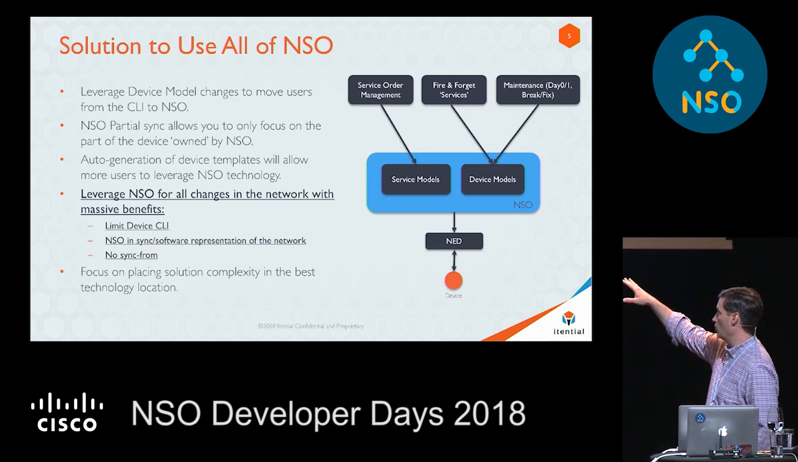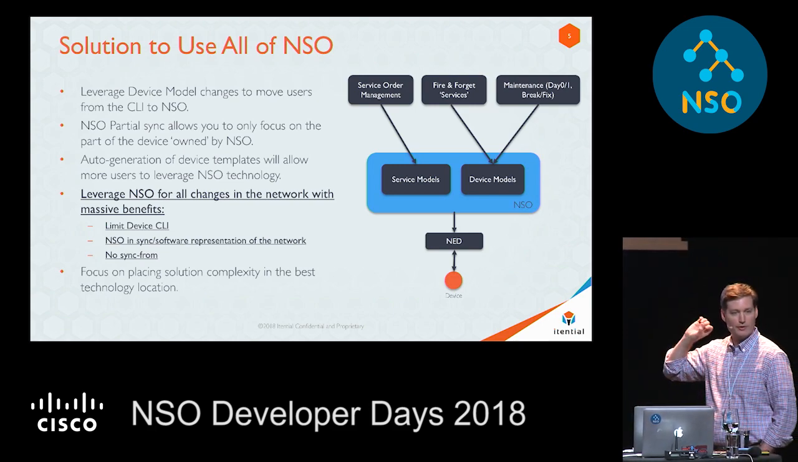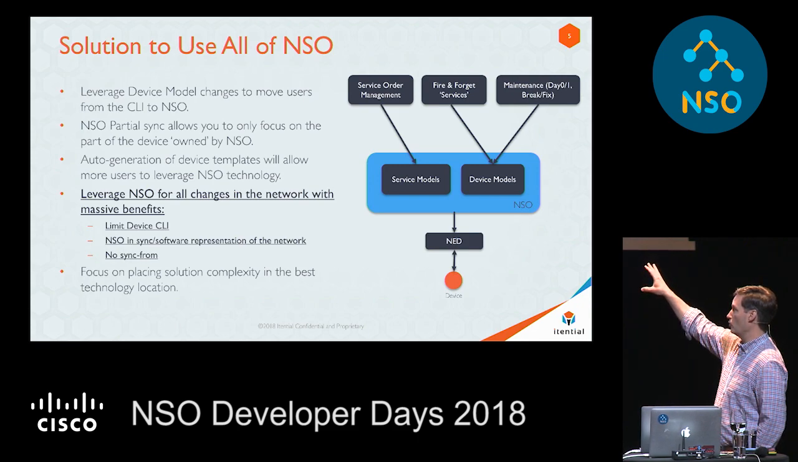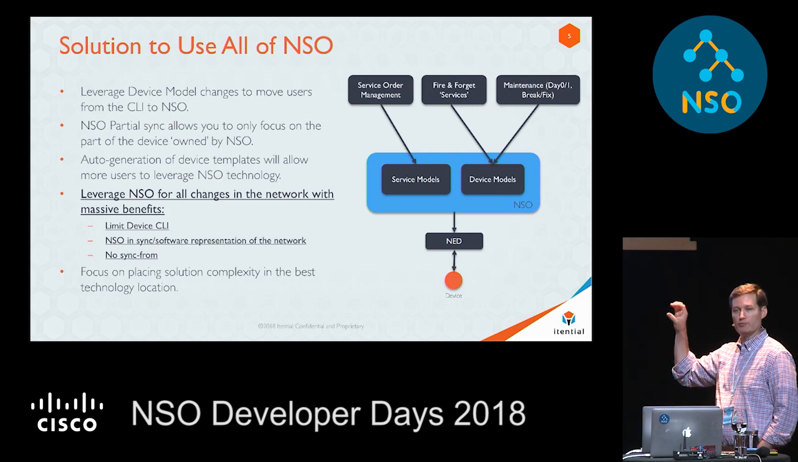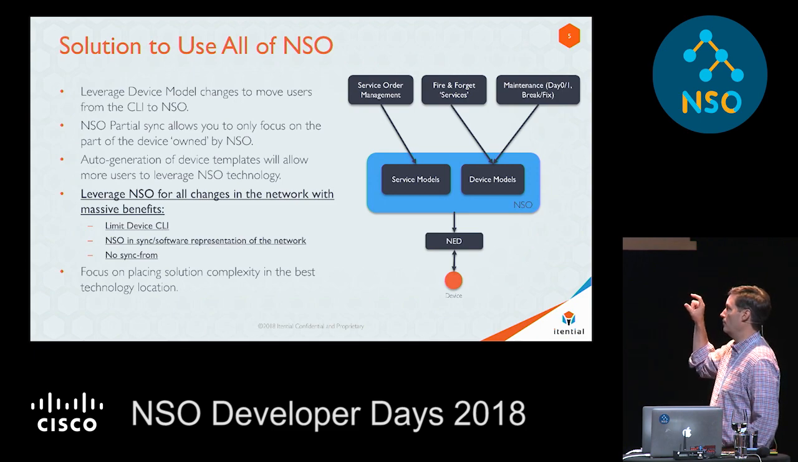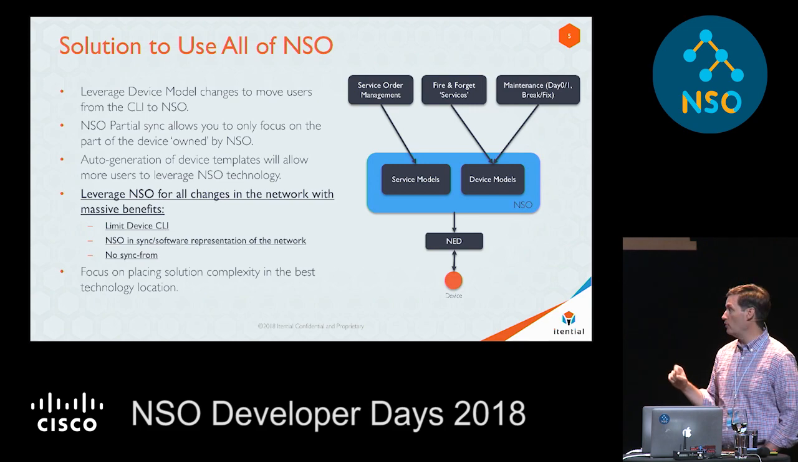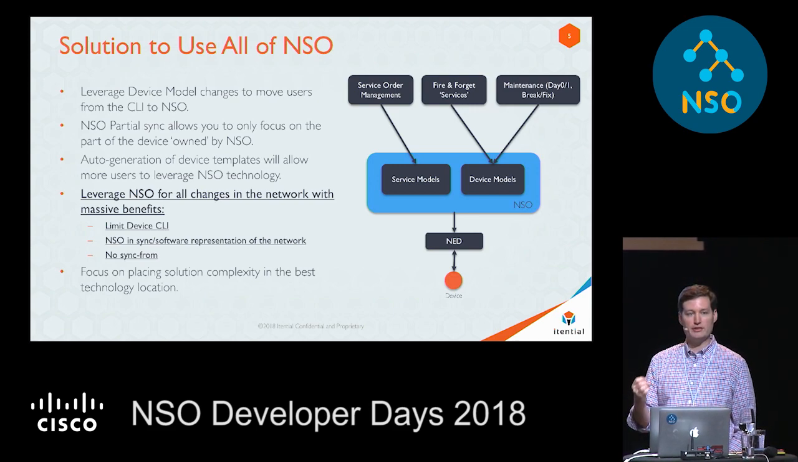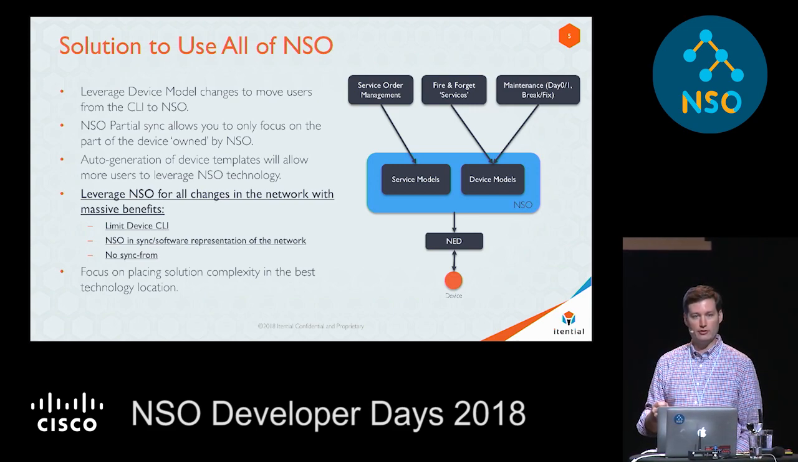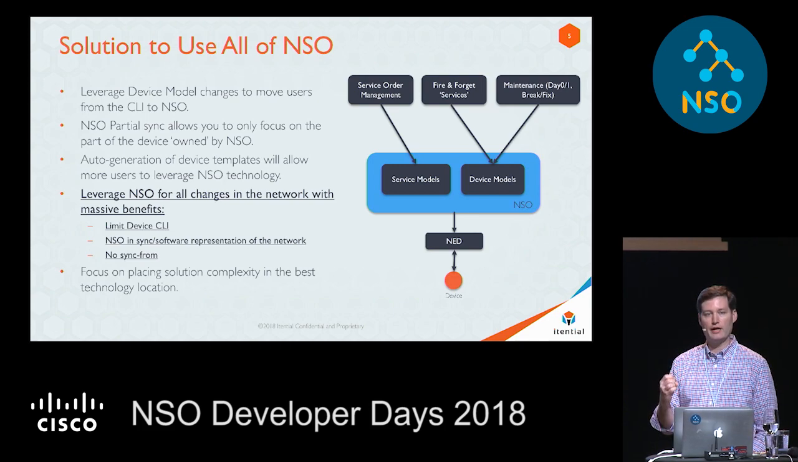And ultimately, the goal, because I'm going through this fast because I want to get to the demo, is the underlying portion. We really want to leverage NSO for all the changes in the network. And we really need to achieve this if we want to stop doing sync froms and stop having multiple people on the CLI. Limit the device CLI, always having NSO in sync with the network, and not doing sync froms. Because ultimately, we want NSO to be a software representation of the network, not treat it as an activation platform, as Stefan said in the earlier session, not treat it like a historical activation platform.